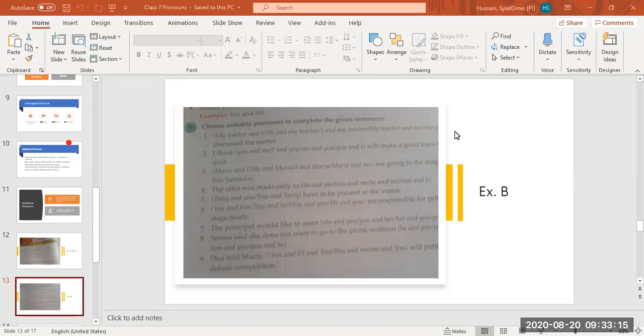Now also learn the tables, personal and reflexive. For I, myself; for we, ourselves; for you, yourself; for he, himself; for she, herself; for it, itself; and for they, themselves. Okay?